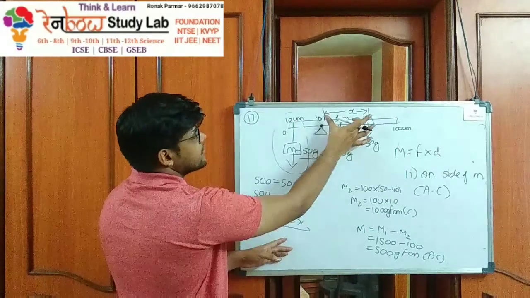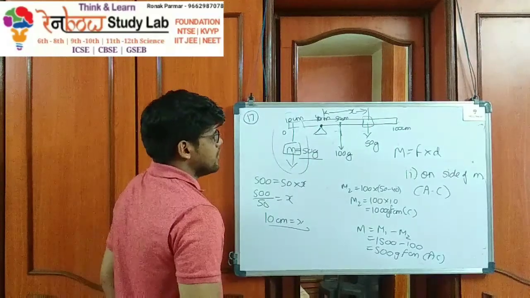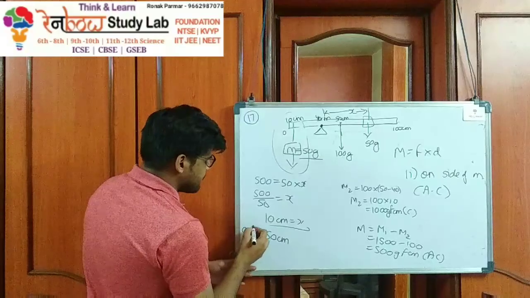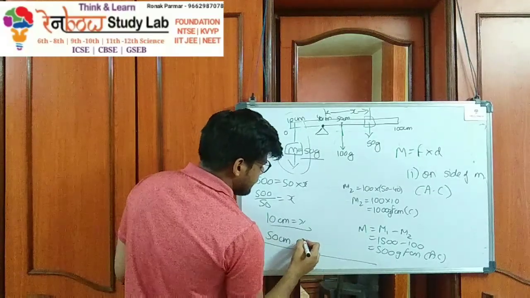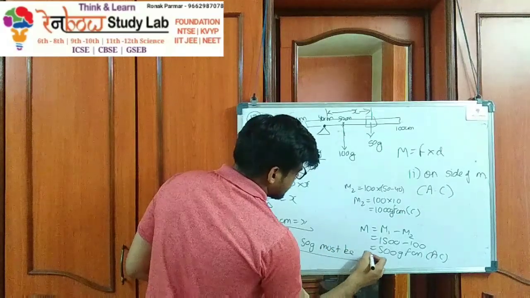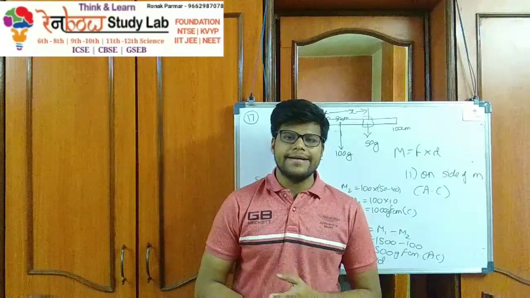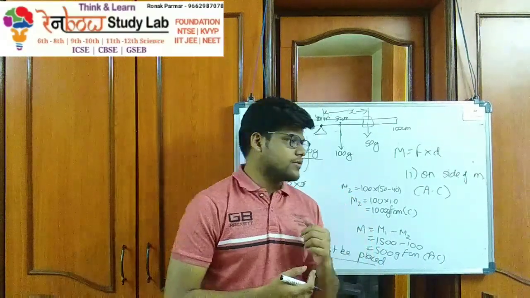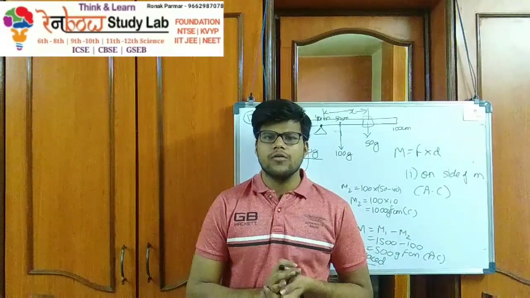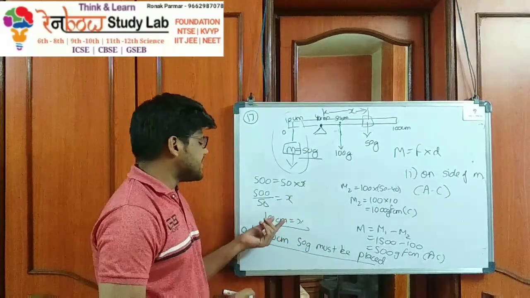X is 10 centimeter from the 40 centimeter mark, so it is the 50 centimeter mark. So at 50 centimeter, 50 gram must be placed. Go through each part slowly, understand, write, and if you don't understand, do contact me. This is a new concept, but today all the sums were of the principle of moments. This is question number 17.